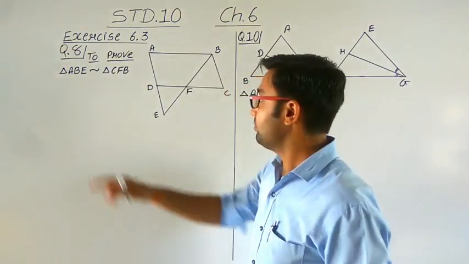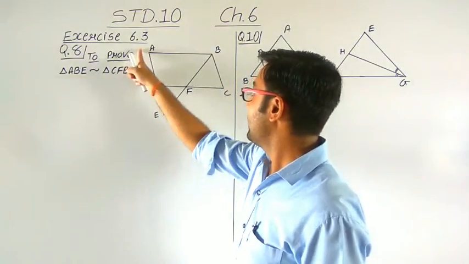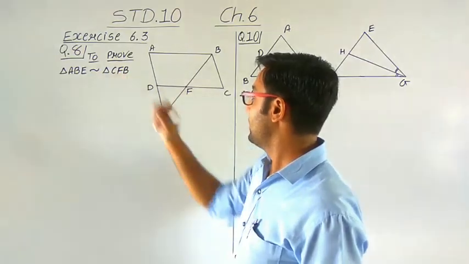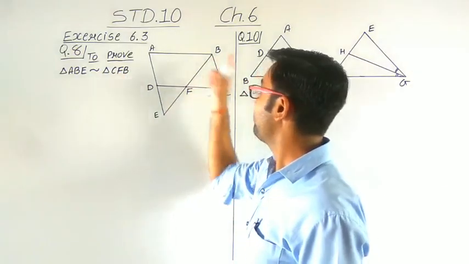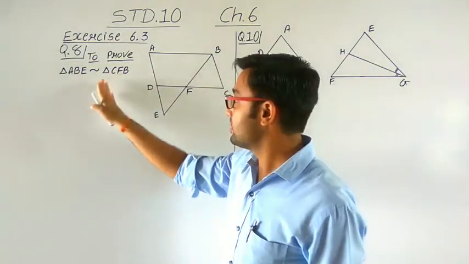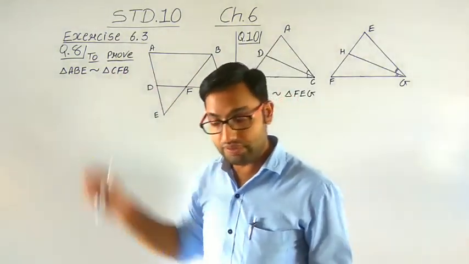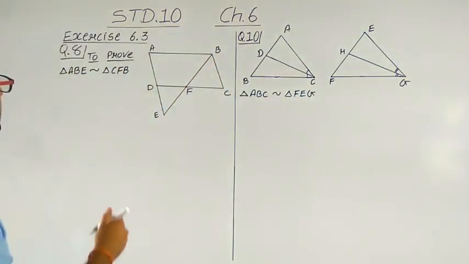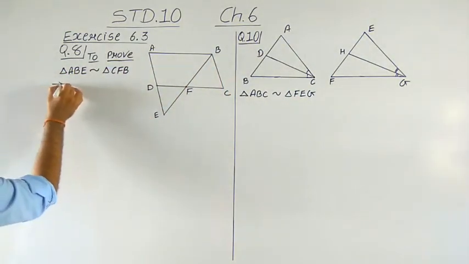Now we have to prove that triangle ABE is similar to triangle CFB. So this is the question, this is the diagram, this is what we have to prove here. So let us start. Here we know that ABCD is a parallelogram.